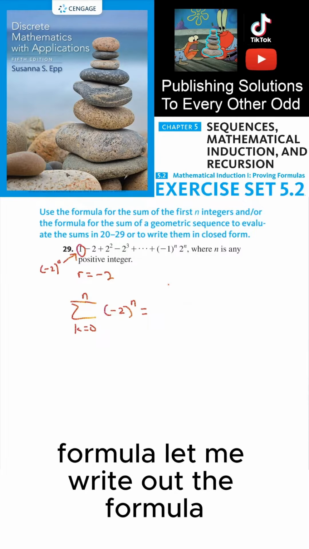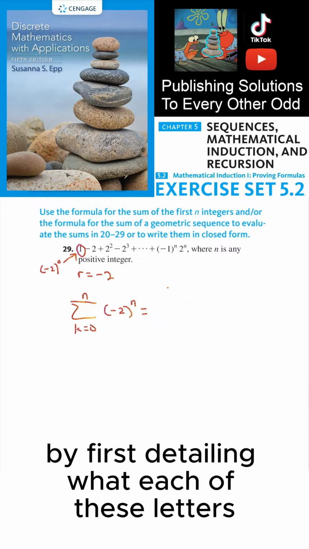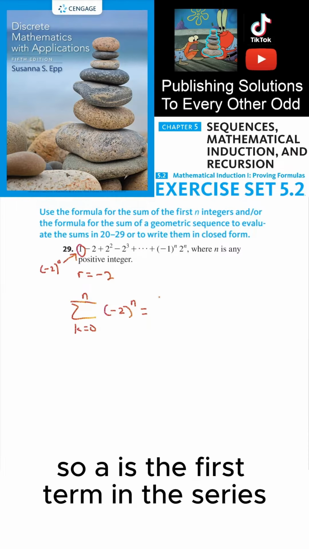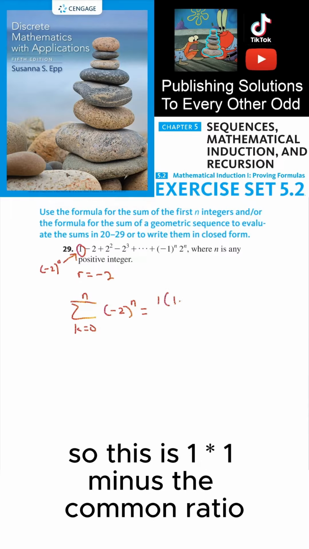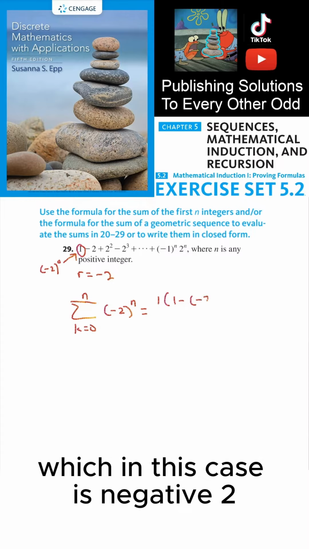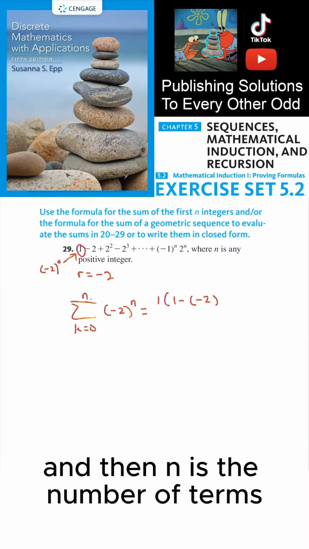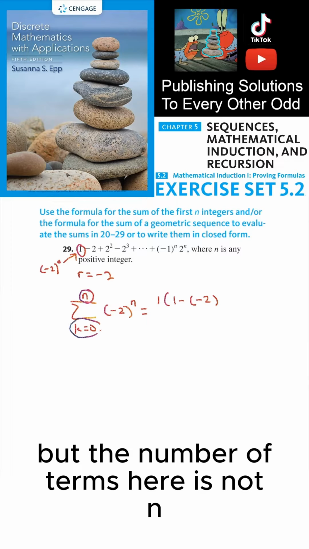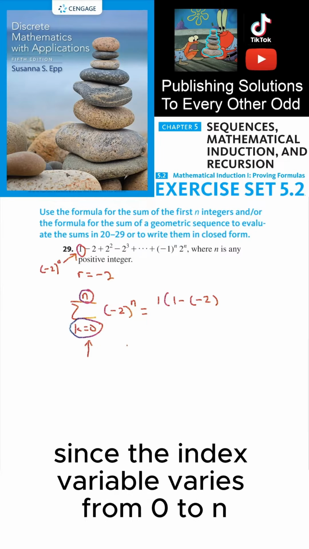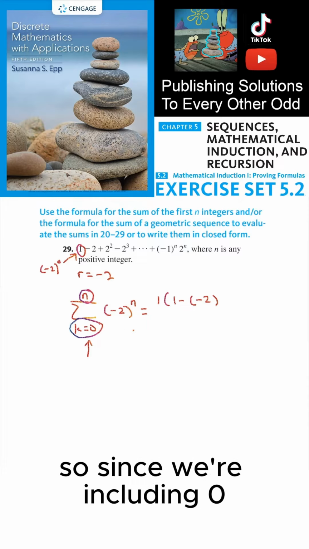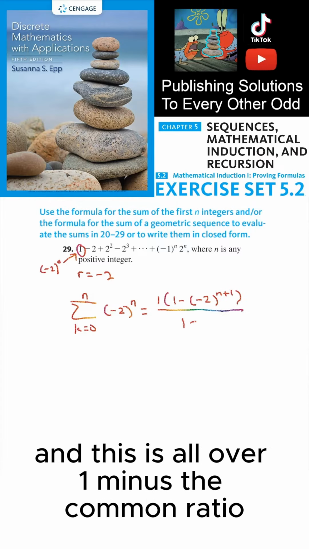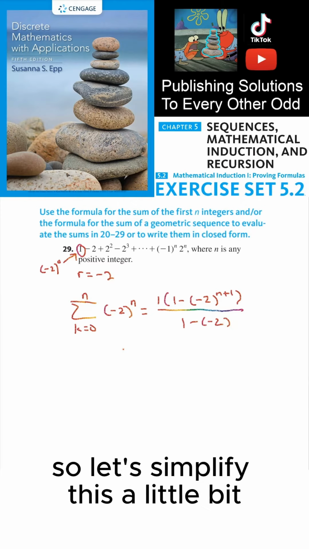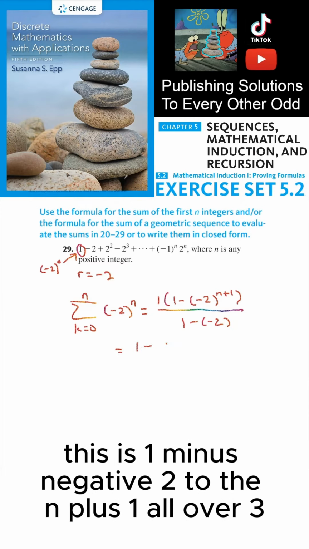Let me write out the formula by first detailing what each of these letters represents in this context. So a is the first term in the series, and the first term in the series is 1. So this is 1 times 1 minus the common ratio, which in this case is negative 2, to the power n, the number of terms. But the number of terms here is not n, since the index variable varies from 0 to n. Since we're including 0, the number of terms is actually n plus 1. And this is all over 1 minus the common ratio, which is negative 2. So let's simplify this a little bit. This is 1 minus negative 2 to the n plus 1, all over 3. And that's my closed form.